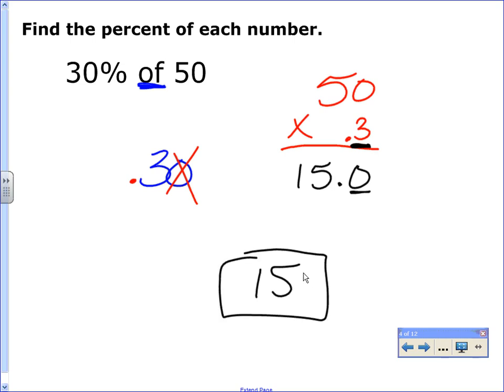This is not a percent. This is 30% of 50. And maybe this is $50. So let's say I had $50 and I was going to give you 30% of it. Well, I would be giving you $15. Okay, so it's important that you understand that this is not a percentage.